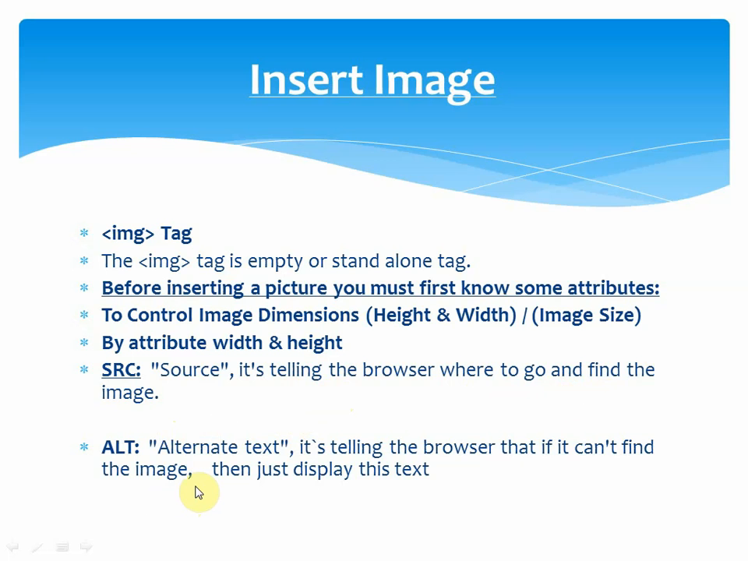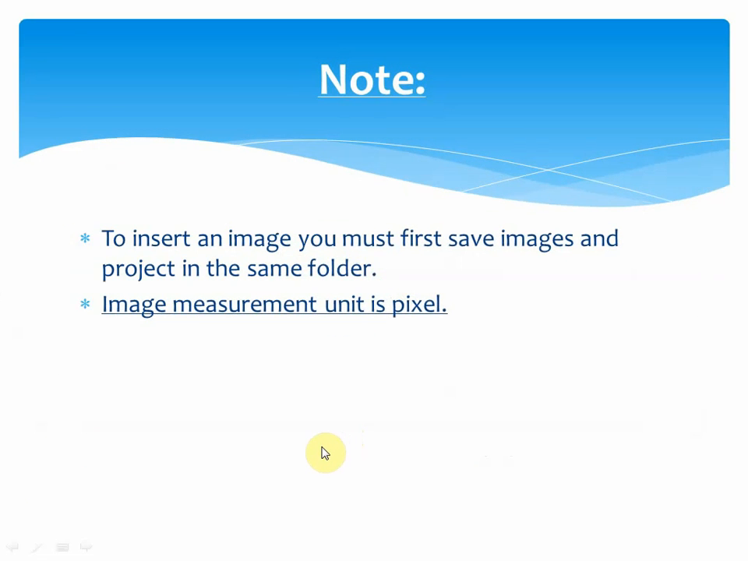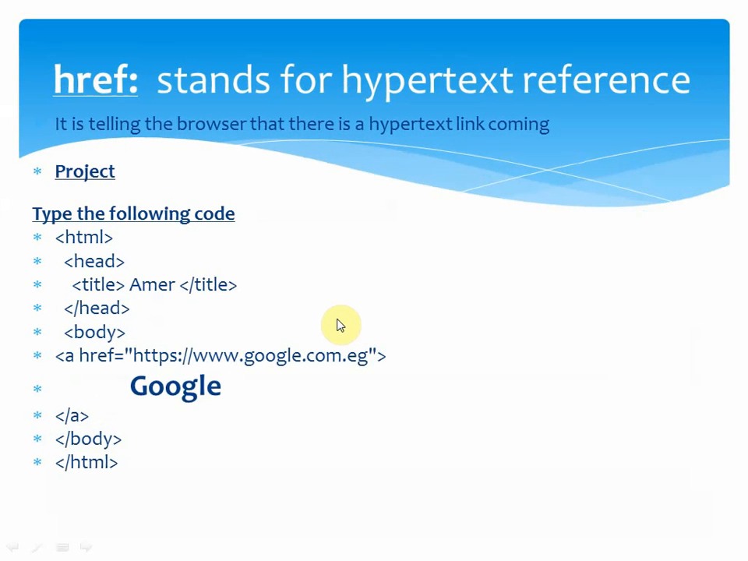Alt stands for alternate text. It tells the browser that if it can't find the image, then just display this text. Note, to insert an image, you must first save the image and the project or the web page in the same folder. The image measurement unit is pixel.